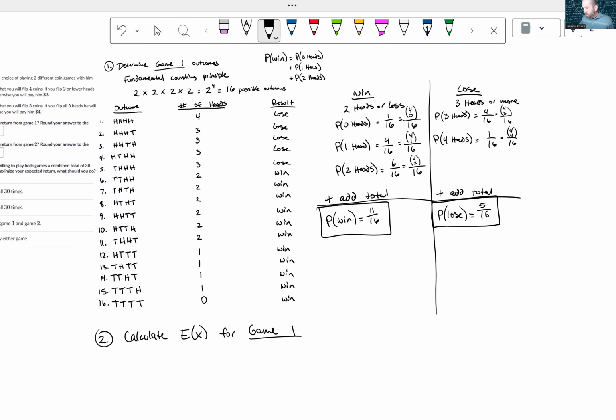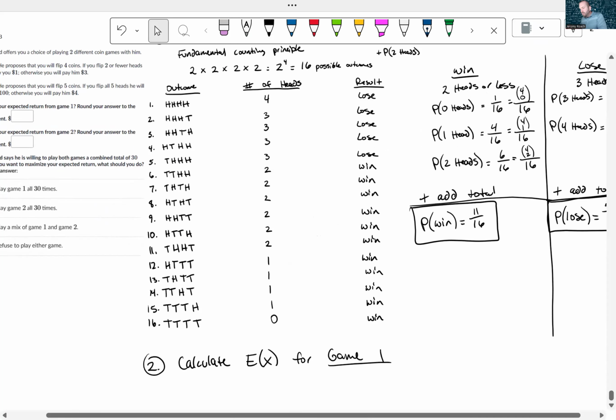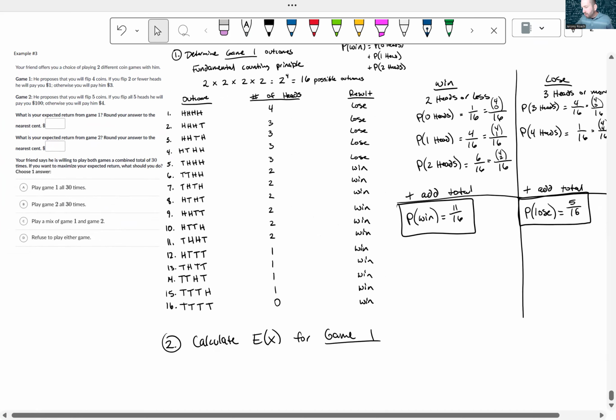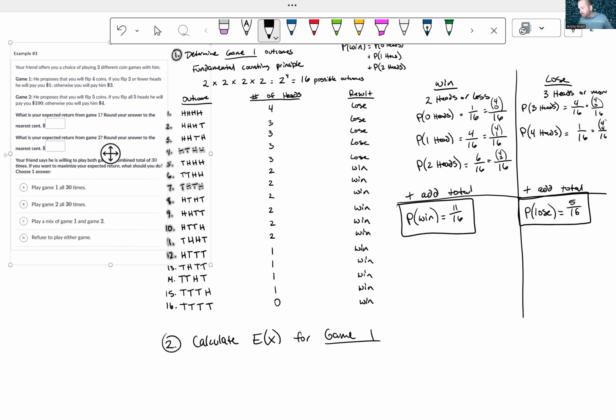For game one, the information under the instructions says if we win, we win $1. If we lose, we lose $3. At first glance, it looks like, well, we're going to win more often, so that might be a good thing. But let's take a look at really what it's going to be. So if we win, that's plus $1. If we lose, that's negative $3.